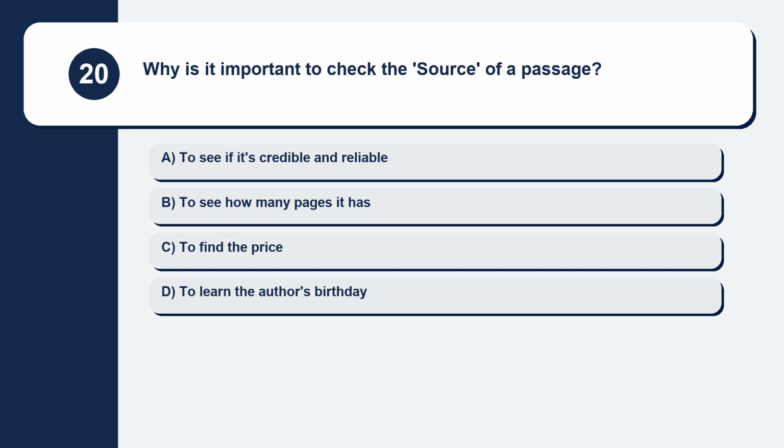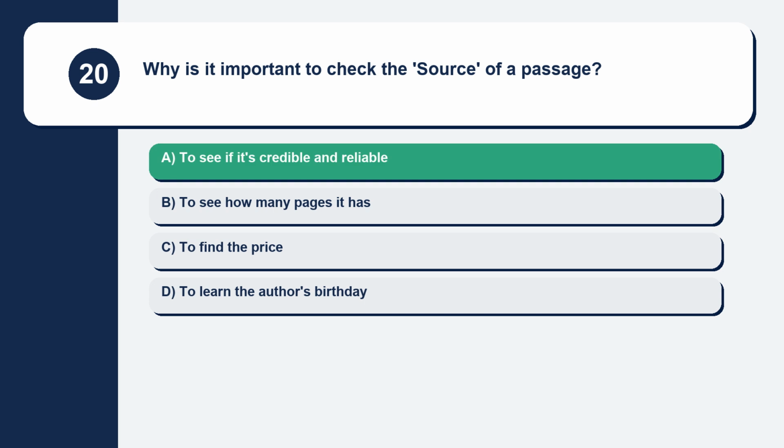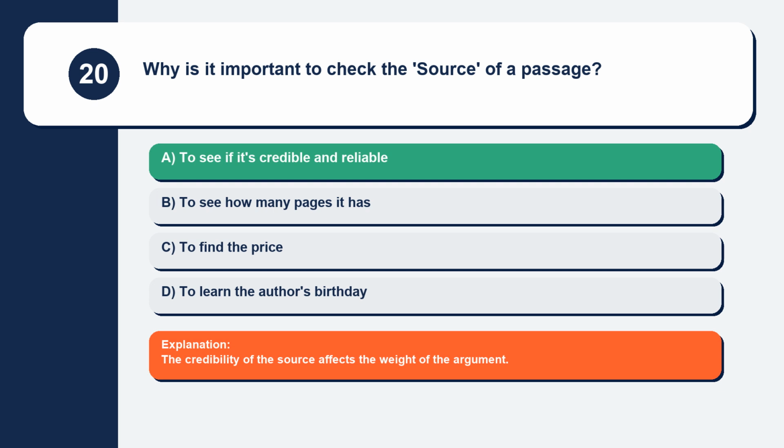Question 20. Why is it important to check the source of a passage? To see if it's credible and reliable. To see how many pages it has. To find the price. To learn the author's birthday. The credibility of the source affects the weight of the argument.